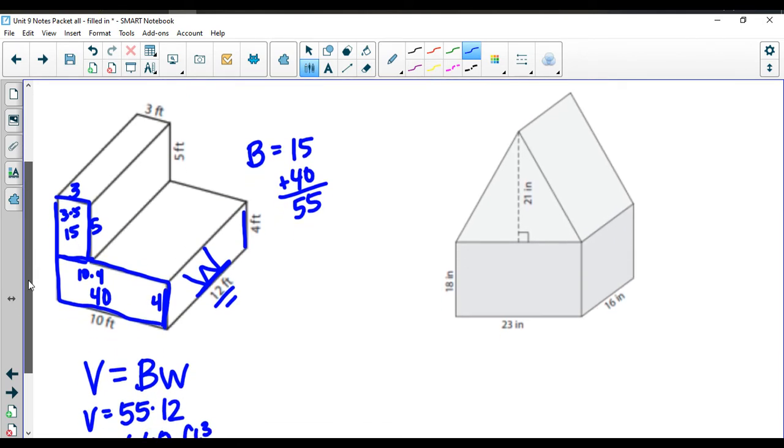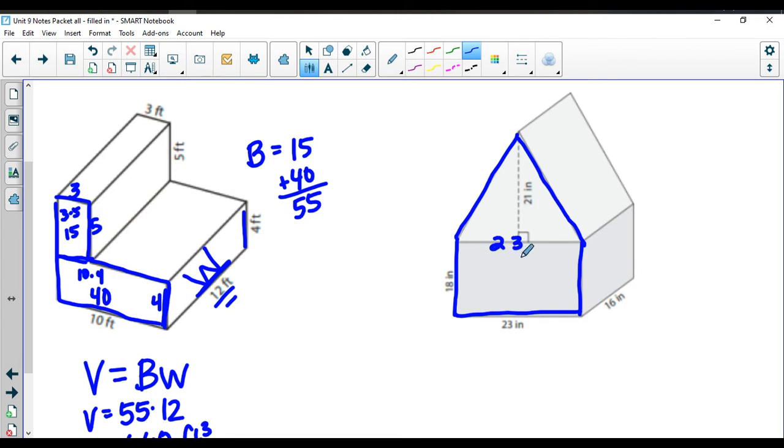In the next example, we can look at the bases, and this looks like a house. So this is our base right here, this rectangular shape with this triangle on the top here. The triangle going across this base is going to be 23. I'm going to do the rectangle here real quick. The area is going to be 18 times 23, or 23 times 18. So that part's going to be 414.